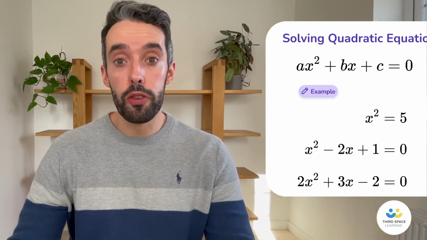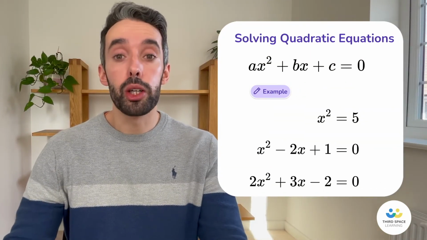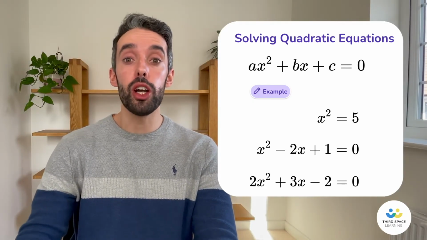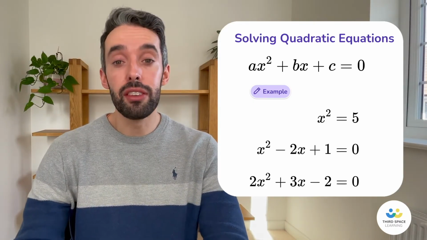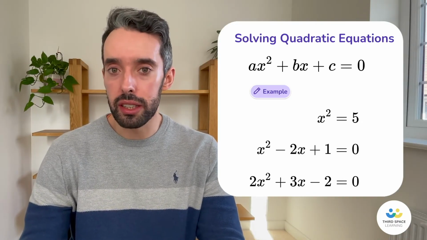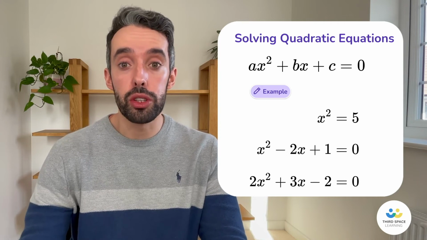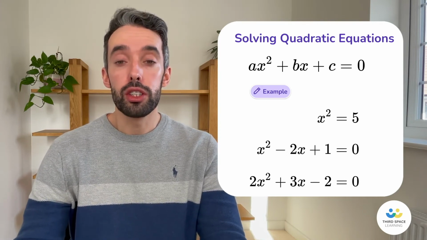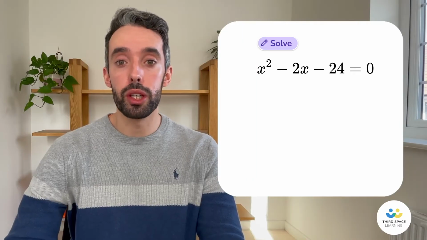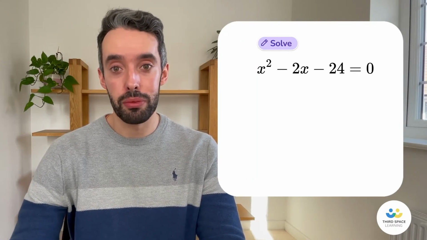Next, let's look at solving a quadratic equation. Now, a quadratic equation is an equation that contains variables with powers no higher than 2. And there's lots of different ways we can solve these. Let's have a look at 2 ways, factorisation and using the quadratic formula. So let's solve x squared minus 2x minus 24 equals 0 by factorisation.